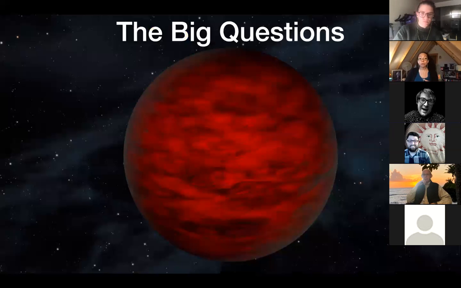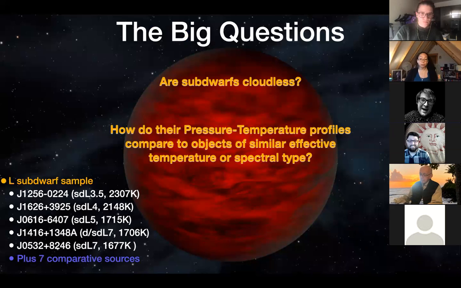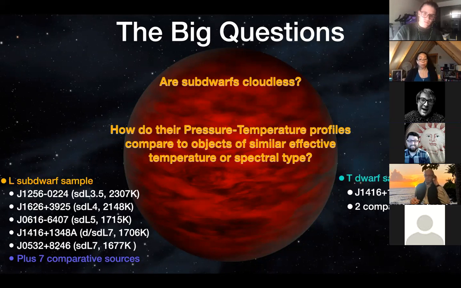So with retrievals, the two big questions I wanted to ask is, one, are subdwarfs actually cloudless? And this is what we're seeing from work in the literature and my SED work. And secondly, how do the pressure temperature profiles of subdwarfs compare to objects of either a similar effective temperature or a similar spectral type? So to do that, I created two different samples. The first is a sample of L subdwarfs. So these are all of the L dwarfs that were in the 1256 work, plus their comparative objects. And then the second is a sample of T dwarfs.